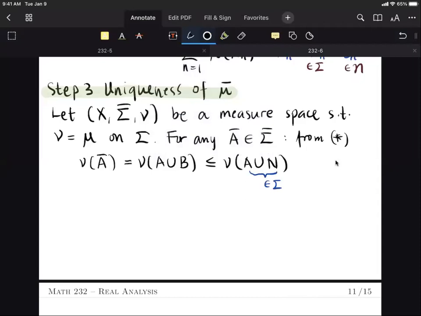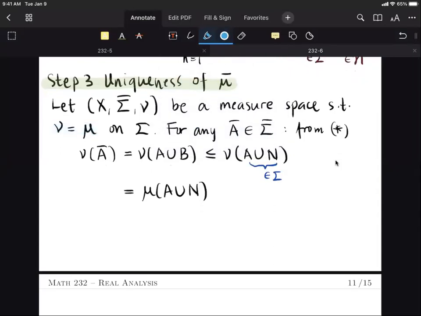And this implies that this one is continuing the equality here, according to this assumption here. So nu and mu are the same on sigma. Okay.